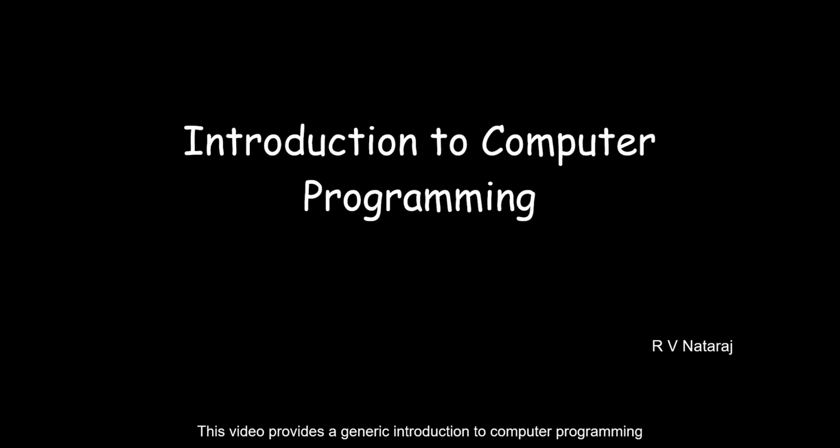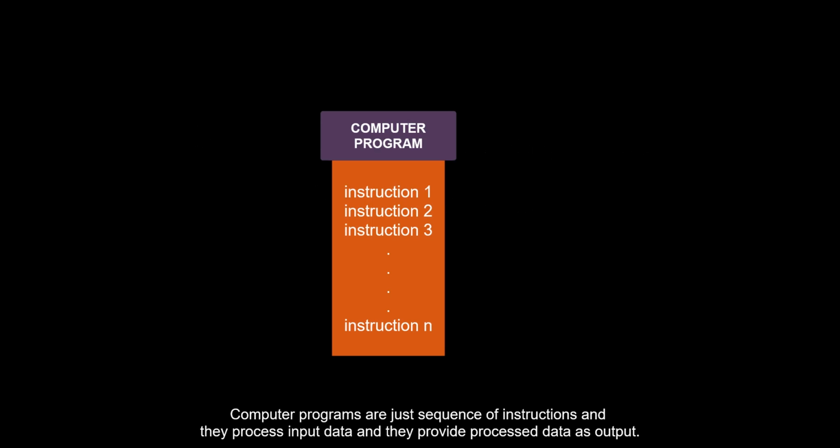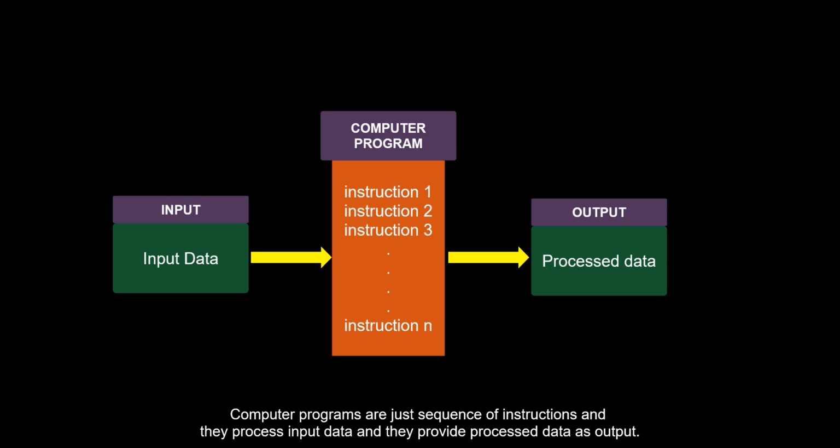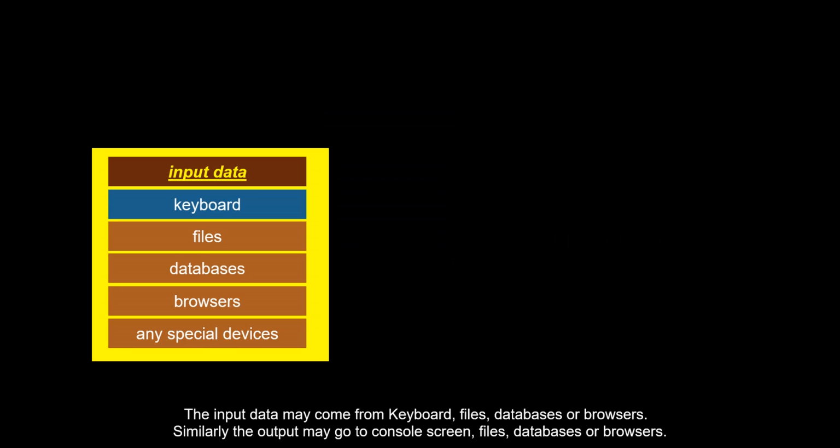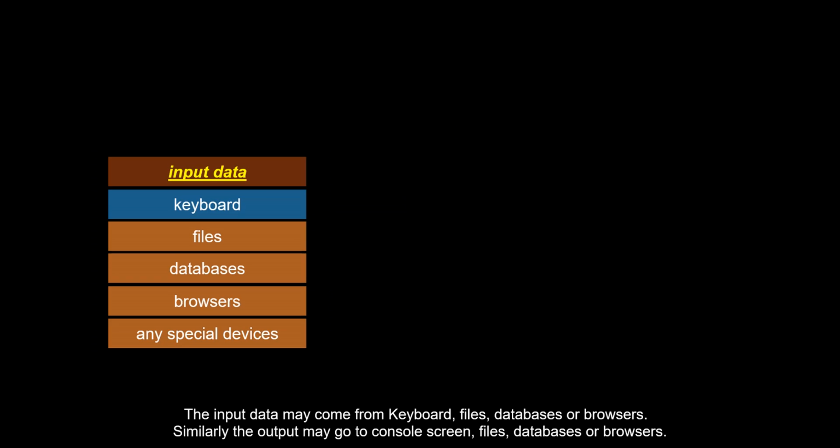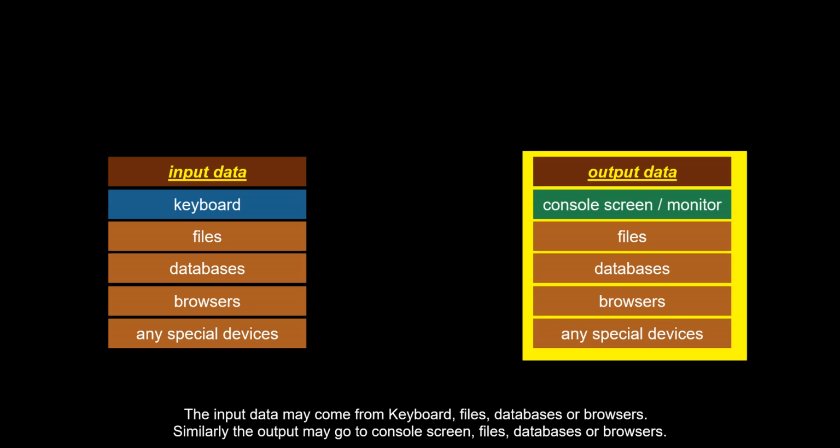This video provides a generic introduction to computer programming. Computer programs are just a sequence of instructions, and they process input data and provide processed data as output. The input data may come from the keyboard, files, databases, or browsers. Similarly, the output may go to the console screen, files, databases, or browsers.